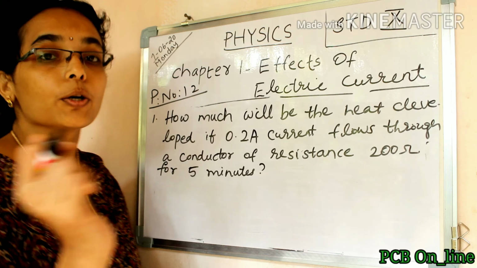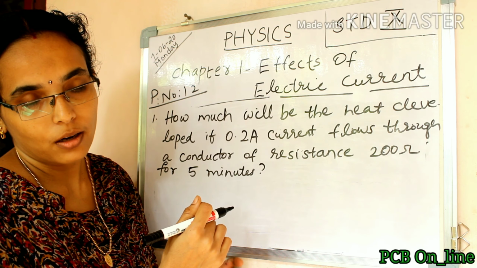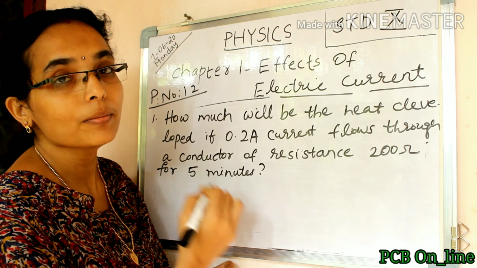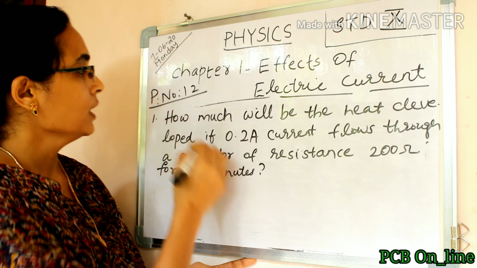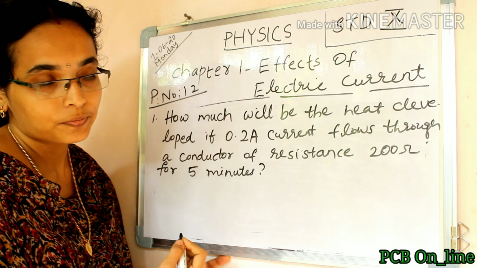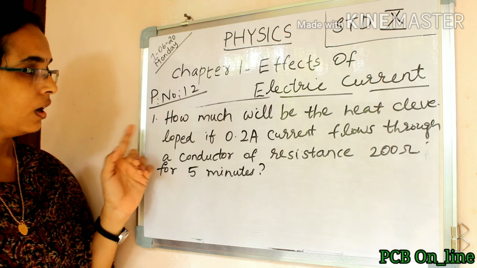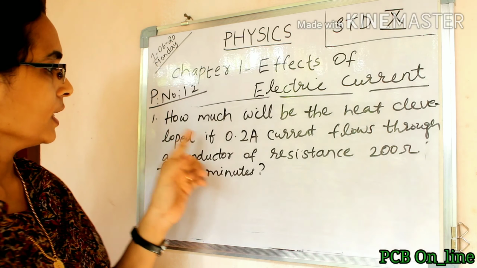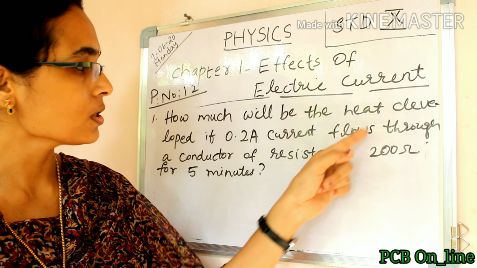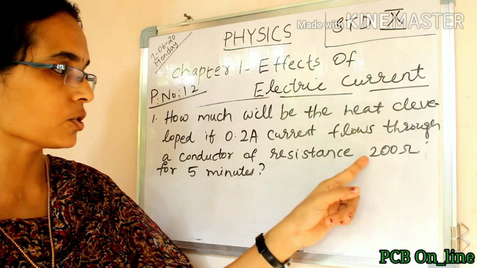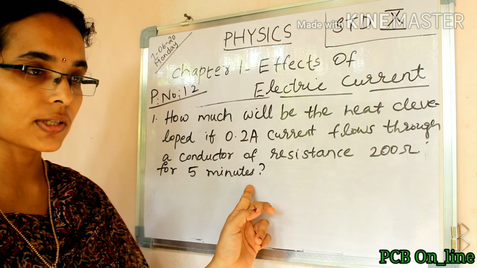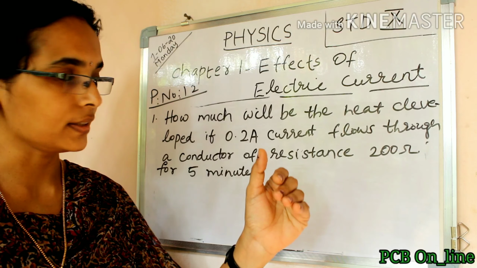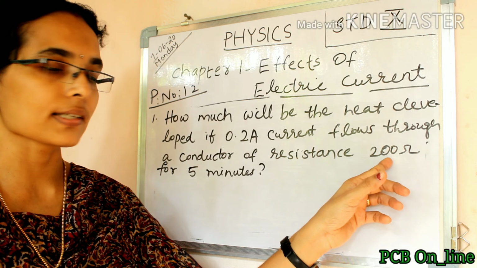Now we will do a problem. We have to solve many problems from this part, and it is the first problem. It is a solved problem in your textbook on page number 12. Now look at this problem. How much heat will be developed if 0.2 ampere current flows through a conductor of resistance 200 ohm for 5 minutes? For 5 minutes, a current of 0.2 ampere is flowing through a conductor and the conductor has a resistance of 200 ohm.